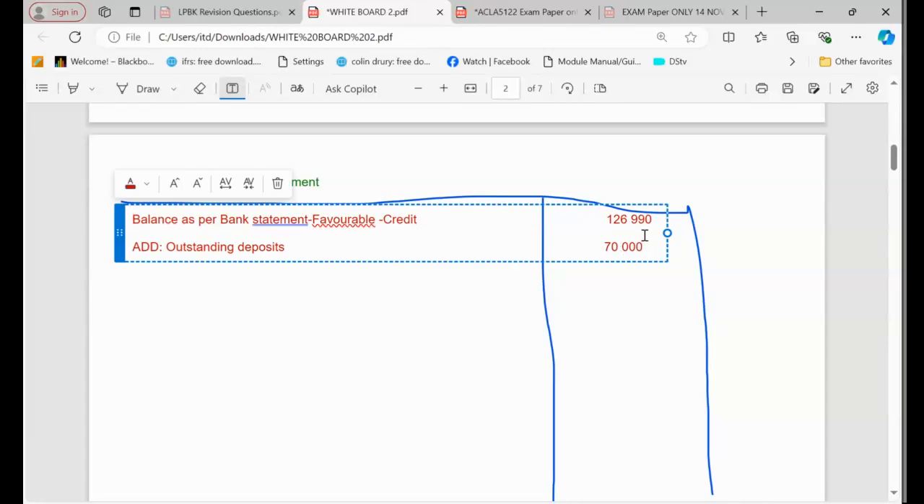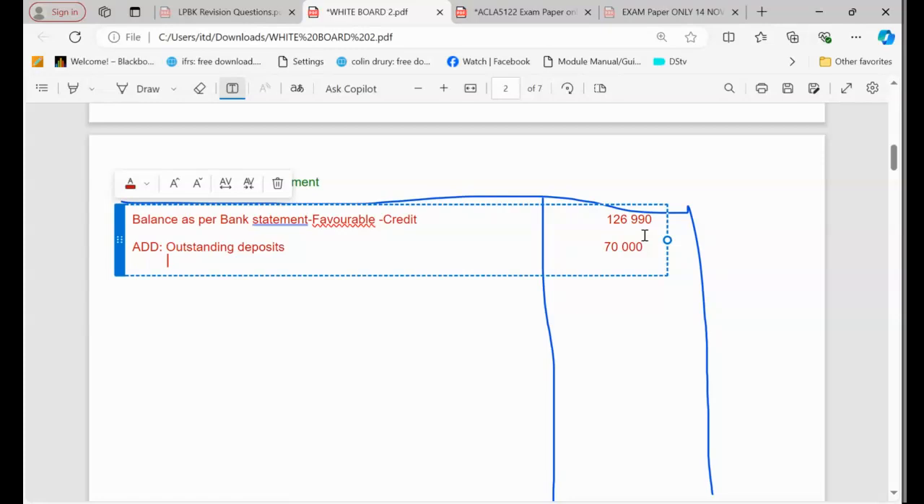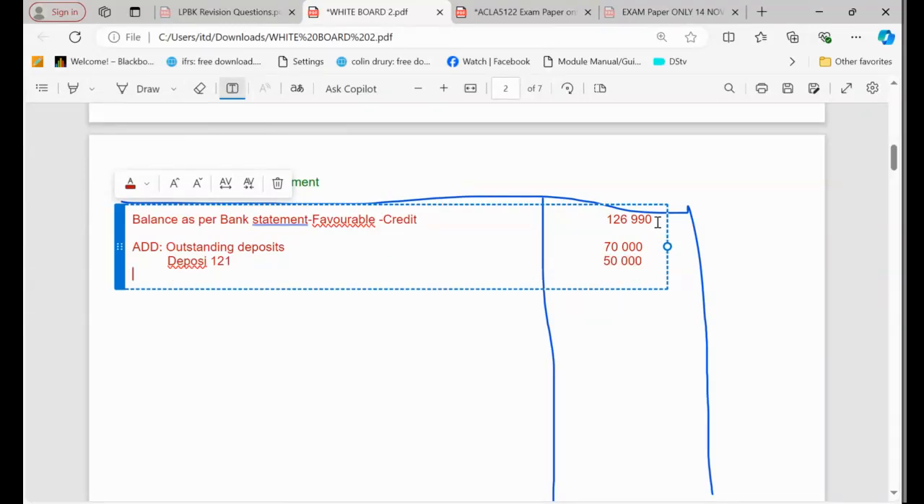For example, sometimes they give us the deposit number. They say deposit 121, and I'll write it here. Let's say it was 50,000. Let's say deposit 125, and I put 20,000, and thereafter I'll add them together to find that 70,000. I'm just going to delete this because we don't have them.